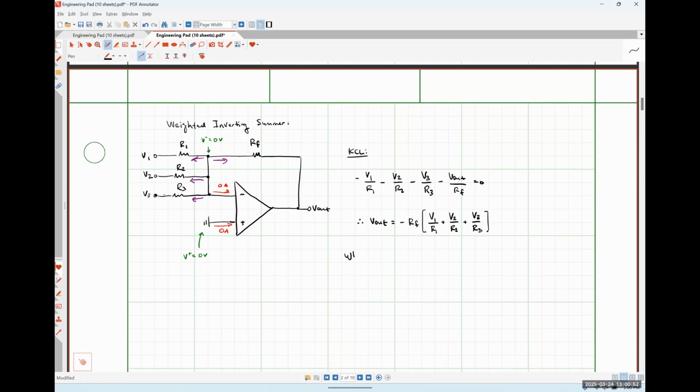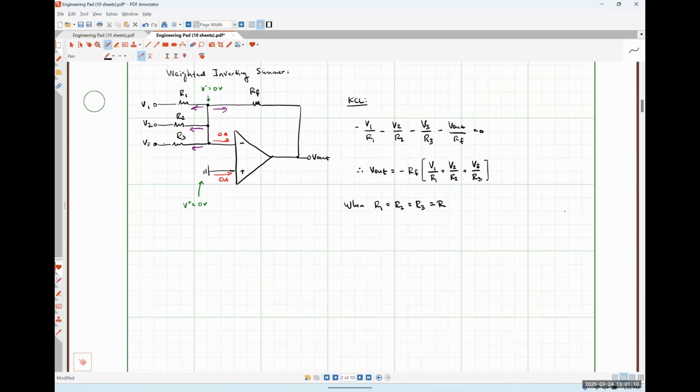When R1 is equal to R2 is equal to R3 is equal to what I'm just going to call R, all of our signals would be scaled by the same amount. And so we'll no longer have a weighted inverting summer. We'll just have an inverting summer. Okay. So that case would look something like V out is equal to negative RF over R times the sum of V1 plus V2 plus V3. I'm going to put a note here. This is just an inverting summer.